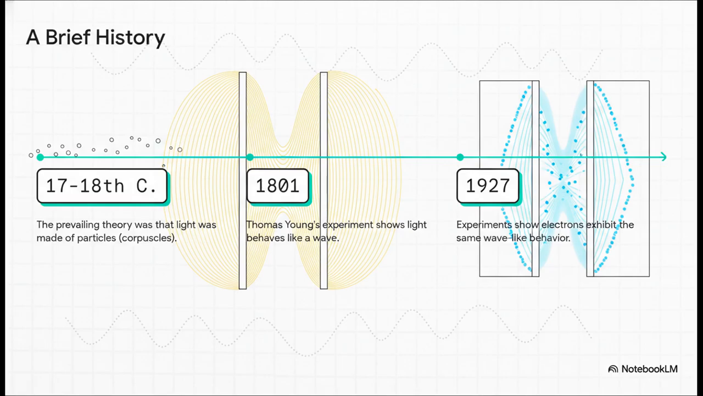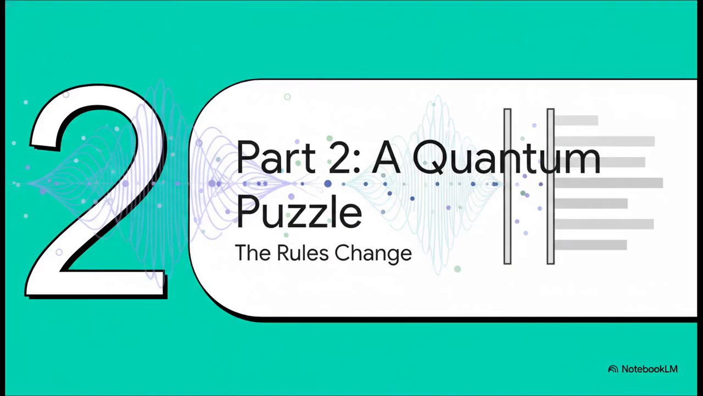But then, fast forward to 1927, physicists do the experiment again, but this time with electrons, things we were sure were tiny little particles. And you won't believe it. They got the exact same wave pattern. Now that was a huge problem. This result just opened up a whole new can of worms. And this is the exact moment where our common sense world just breaks. We're now entering the quantum puzzle, where the rules we thought we knew are about to get very, very weird.